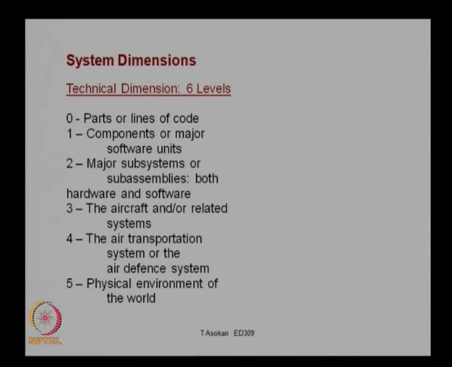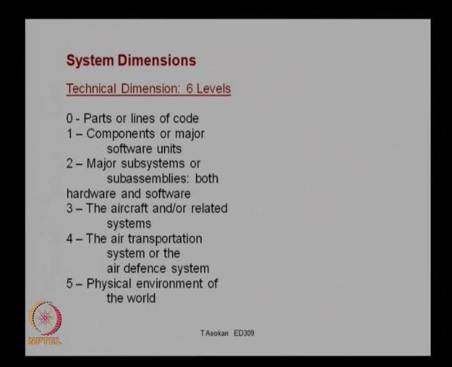So if you look at the highest one, it can be the physical environment of the world, and then we can have different levels. If I start from the lowest level, that is 0, that becomes the parts or lines of code of a system. So you will have very small components which are off the shelf or which do not require any specific design, like your nuts, bolts, screws and other small fasteners. These all become parts, or the 0th dimension of an engineering system. If you take software, then the lines of code become the 0th dimension of this technical dimension.